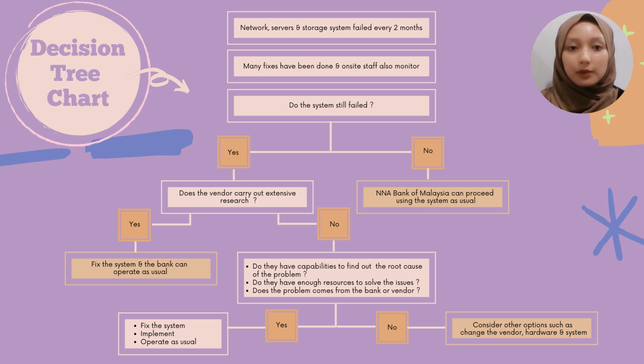From these 3 problem statements, if the answer is yes, then the vendor can proceed with fixing the problem and implement any solution. With this, NNA Bank can operate its business as usual without having problems with ATM machines anymore. However, if the answer is no, then NNA Bank should consider other options such as changing the vendor or replacing the hardware or changing to a completely new system if needed.